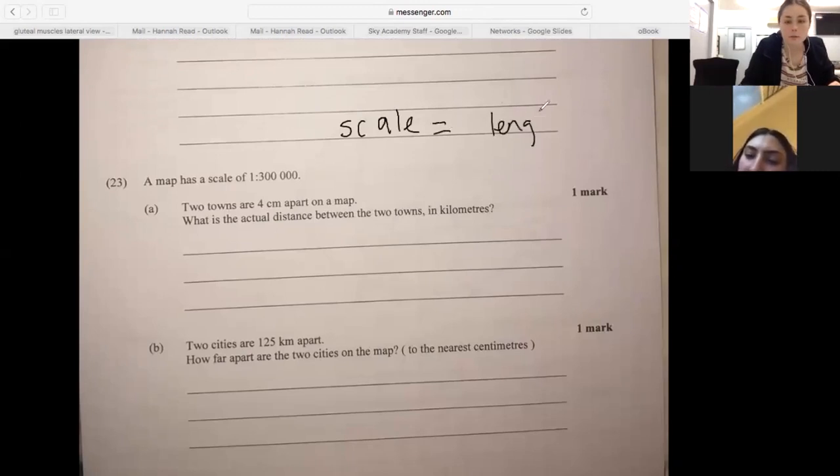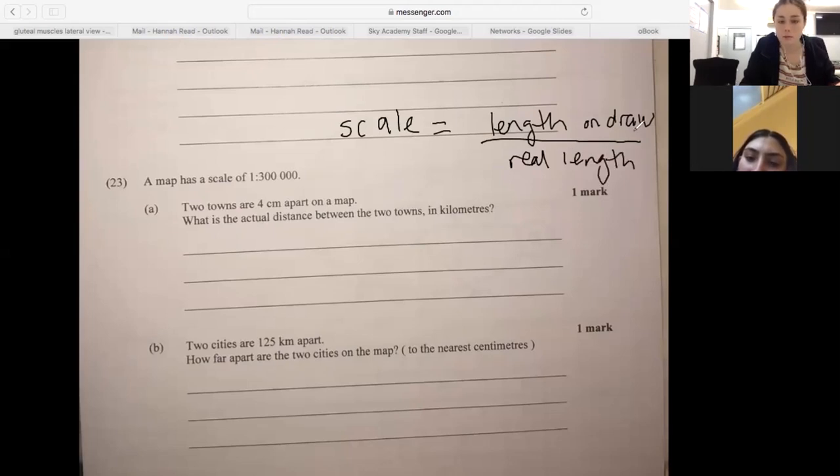I don't know if this will work or not. Scale equals length on drawing over real length. Okay, let me see if this formula will work. Okay, what is the actual distance? So we want to find the real length.